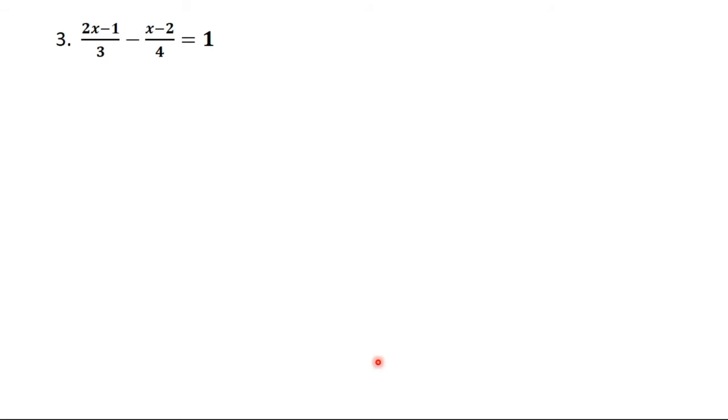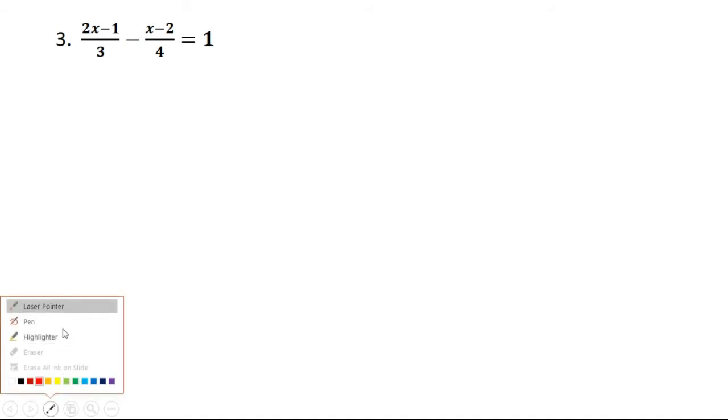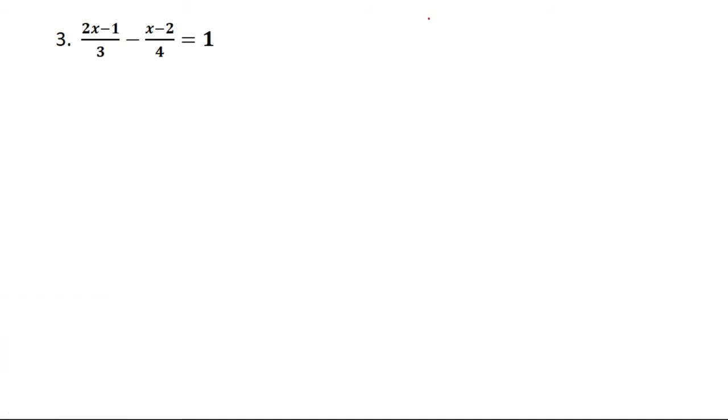So the first thing you need to do is to identify the fractions. The fractions are 2x minus 1 over 3 and x minus 2 over 4. After you identify the fractions, look for the denominators of the fractions. The denominators are 3 and 4. Then find the LCM of the denominators. So you find the LCM of 3 and 4, and when you do that, you know that the LCM is 12.